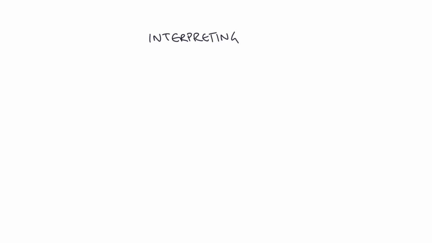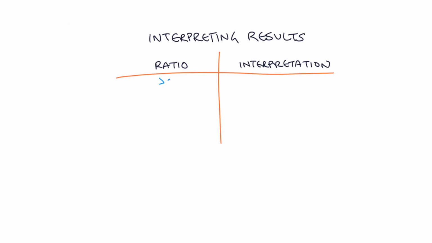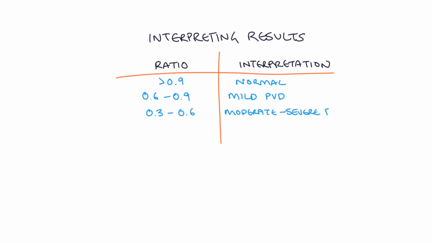So to quickly summarize what the results might mean, if you had a ratio above 0.9, that will be classified as normal. A result between 0.6 and 0.9 corresponds to mild peripheral vascular disease. A result between 0.3 and 0.6 is moderate to severe peripheral vascular disease. And a result less than 0.3 and you'd be very concerned because this represents severe disease or critical ischemia of the limb, because so little blood is actually managing to squeeze through that narrowed artery to the peripheral tissues that you're most likely to lose toes or a foot.